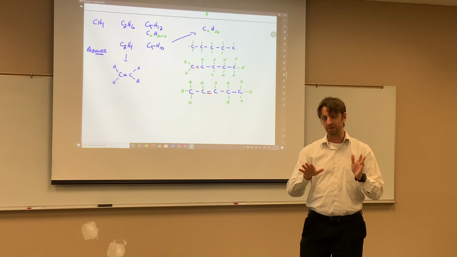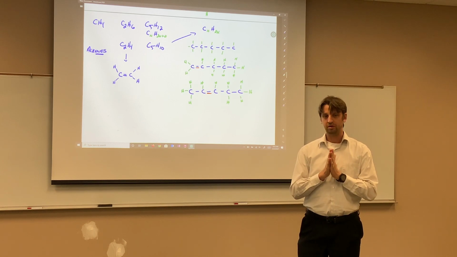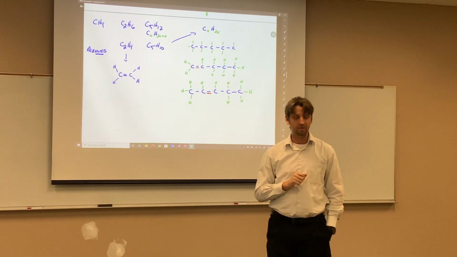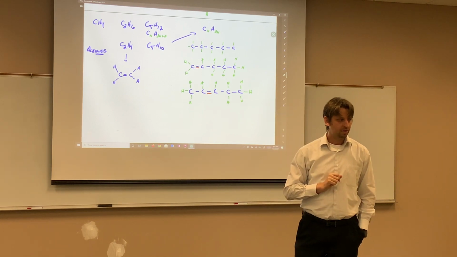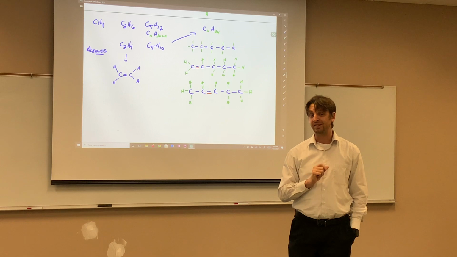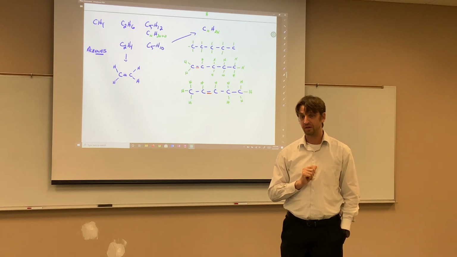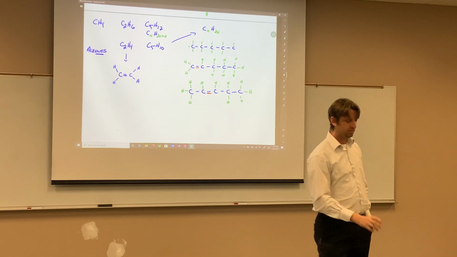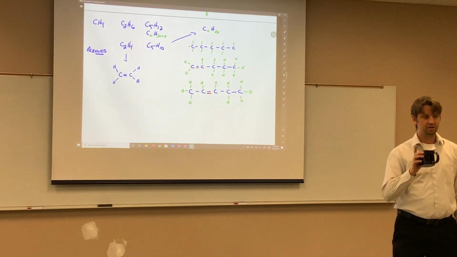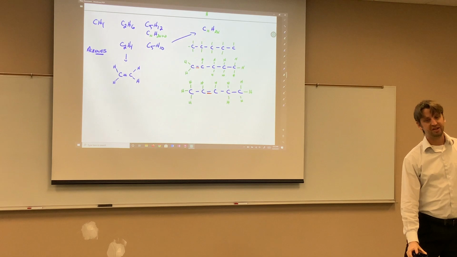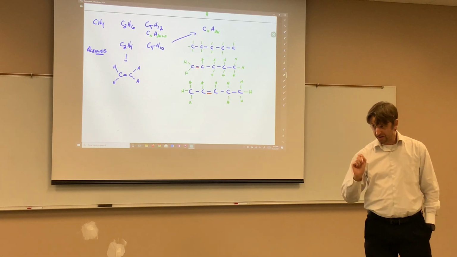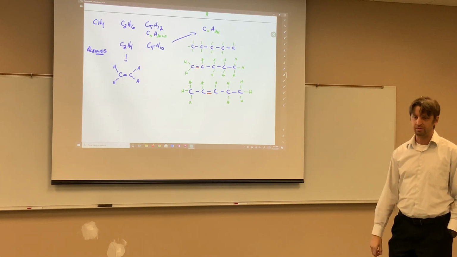All right? I'm not going to make you guys do it. But now I want you guys to draw me C5H10, but an isomer that doesn't have a double bond in it. How could we do that? I want you guys to draw me a valid C5H10 that doesn't have a double bond in it.